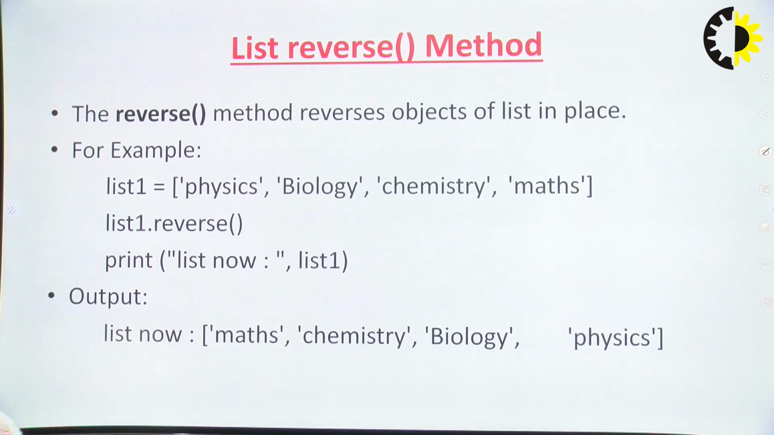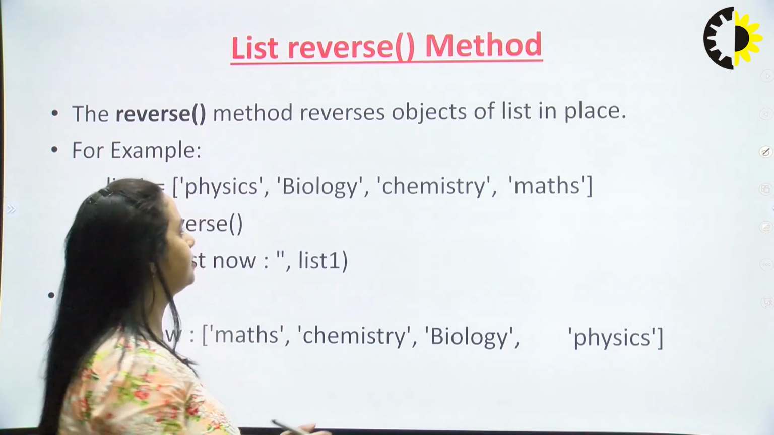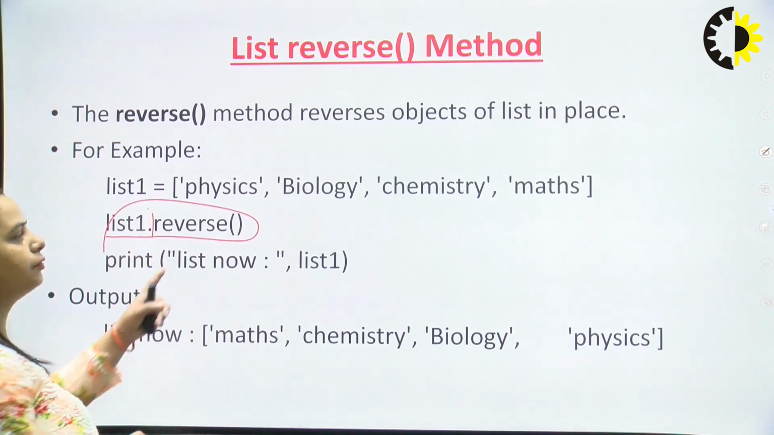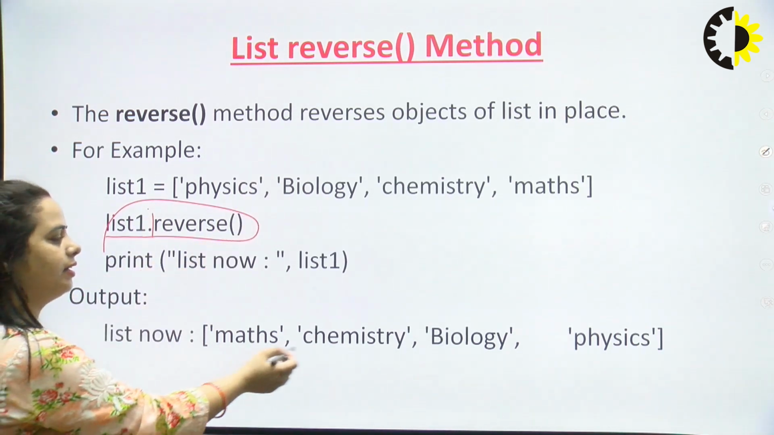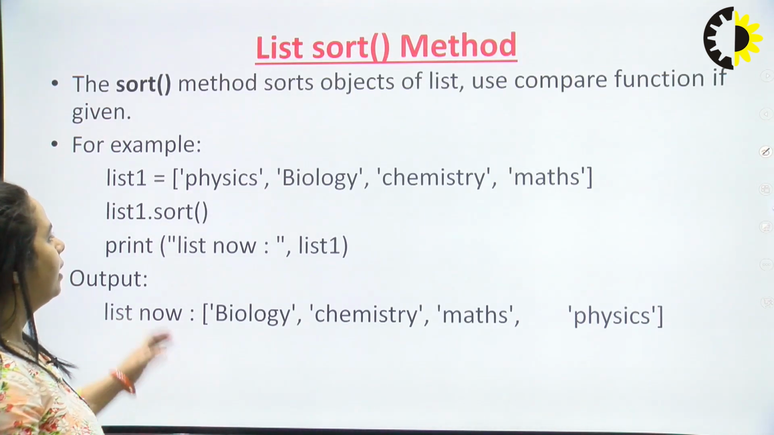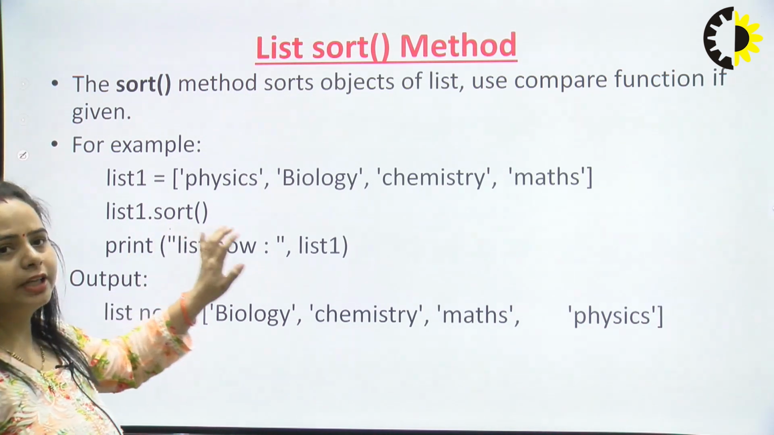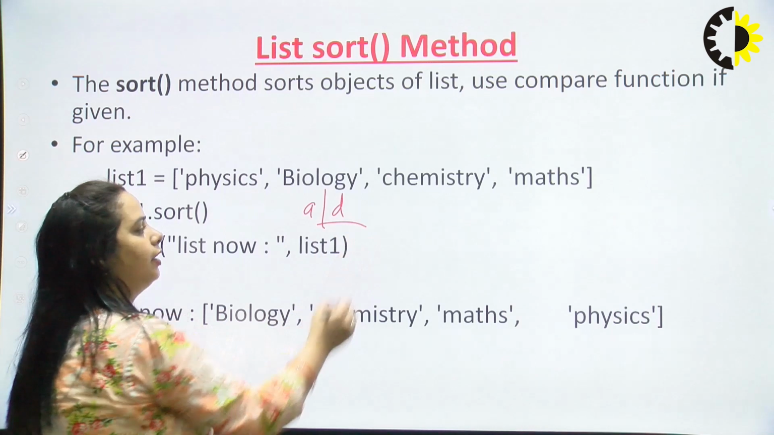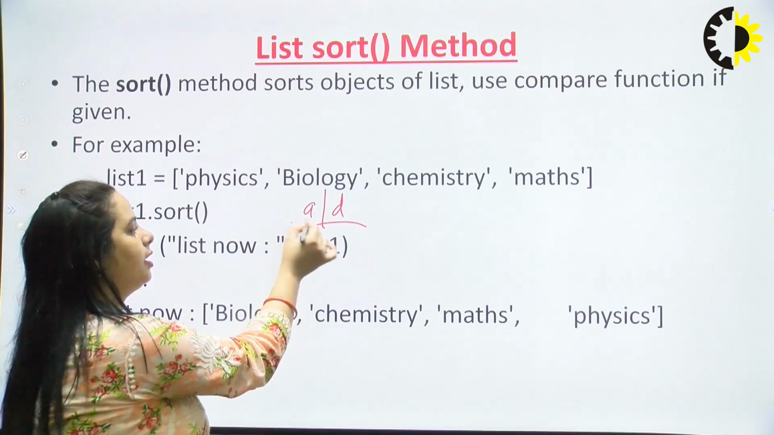Next, the reverse method is used to reverse our given list. List 1 dot reverse. With the help of this method, we can reverse our list: math, chemistry, bio and physics. Next is your sort method. With the help of the sort method, we can sort our list either in ascending or descending order. By default, it is in ascending order.